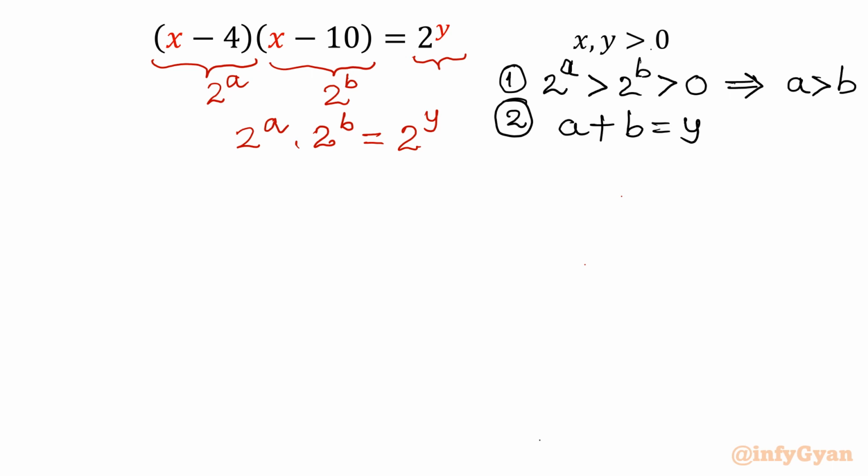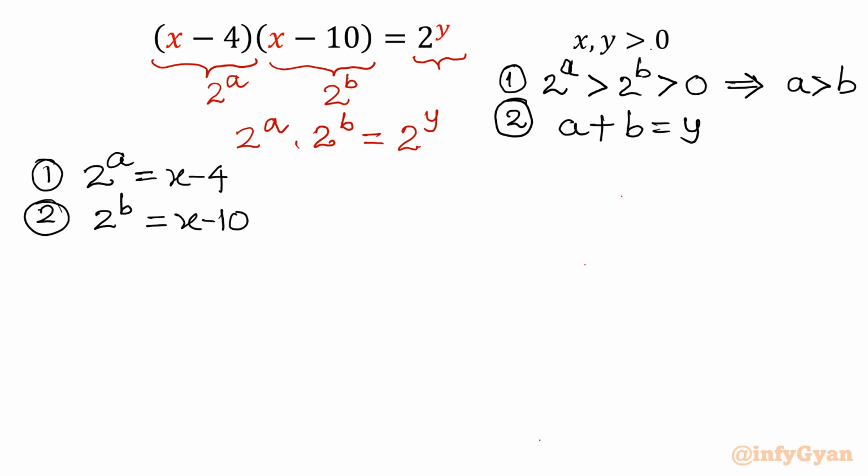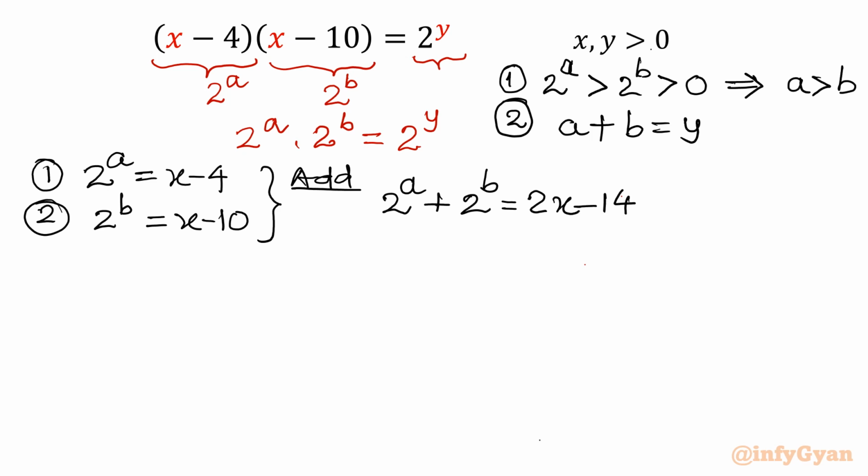Let's frame the equations. 2^a times 2^b equals 2^y. I will write equation number 1 as 2^a = x − 4, and equation number 2 as 2^b = x − 10. Now if I add both the equations, I get 2^a + 2^b = 2x − 14. And if I subtract both the equations, I get 2^a − 2^b = 6, as the x will get cancelled.